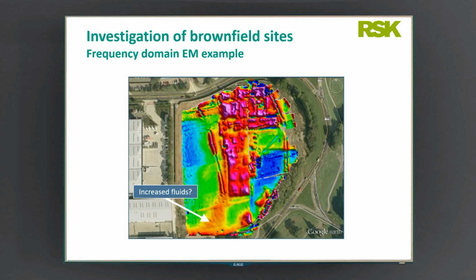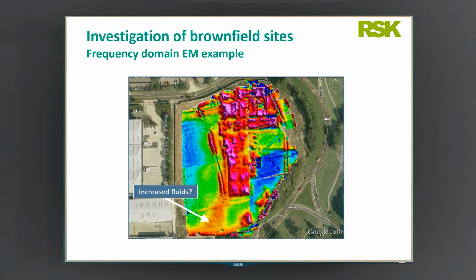So we undertook a frequency domain EM survey across the site. In this plot, the warmer colours are high conductivities and the cooler colours are low conductivities. And you can see in the south of the site an area of higher conductivity, which is associated actually with an increased fluid saturation in the ground. And that occurs immediately south of a linear feature, which looks very much like a metal pipe. So we have a metal pipe in the ground, which is leaking fluids into the soil.